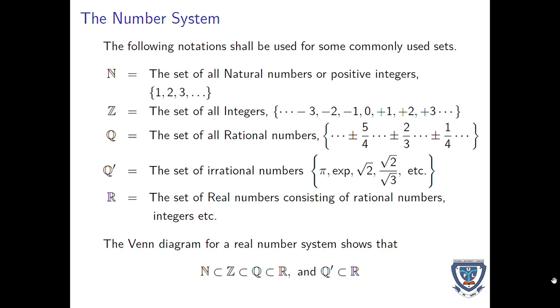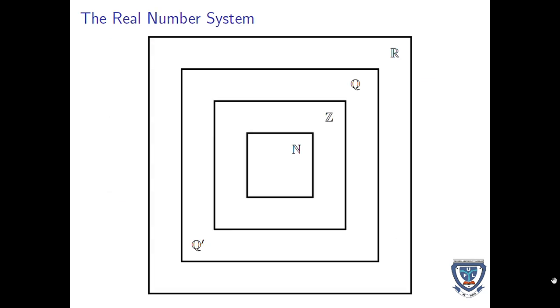Now, among all these sets, which one is bigger? We discovered that the smallest among the number system is the natural numbers, followed by the set of integers, followed by the set of rational numbers, and the set of real numbers. Now, the irrationals plus the rationals make up the real number system.